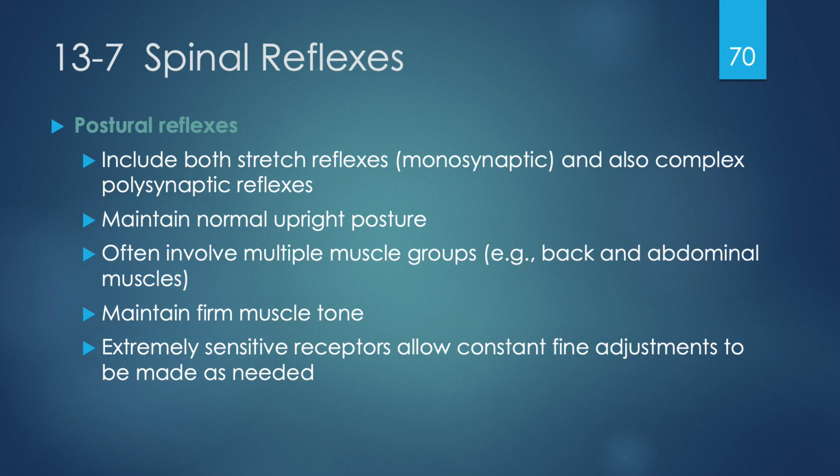So our back, our abdominal muscles, we're just constantly making little tiny adjustments here and there that are postural reflexes. So these will maintain a firm muscle tone, because without a firm muscle tone, if our muscles all relaxed in our abdomen and back, again, we'd fall into a blob formation on the floor. So these are very sensitive receptors that allow little tiny fine-tuning adjustments to be made repeatedly on a nonstop basis to allow us to stay upright.